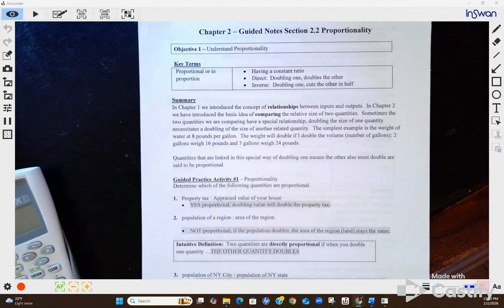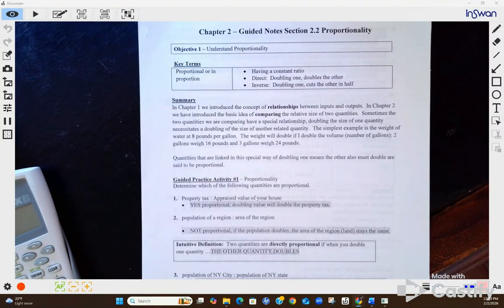If it's inversely proportional, then it would be sort of opposite, inverse. If I double one thing, would it cut the other in half? If I cut one in half, would it double the other thing? So chapter 1, we have the relationships with inputs and outputs. Then in chapter 2, now we're talking about comparing two quantities.